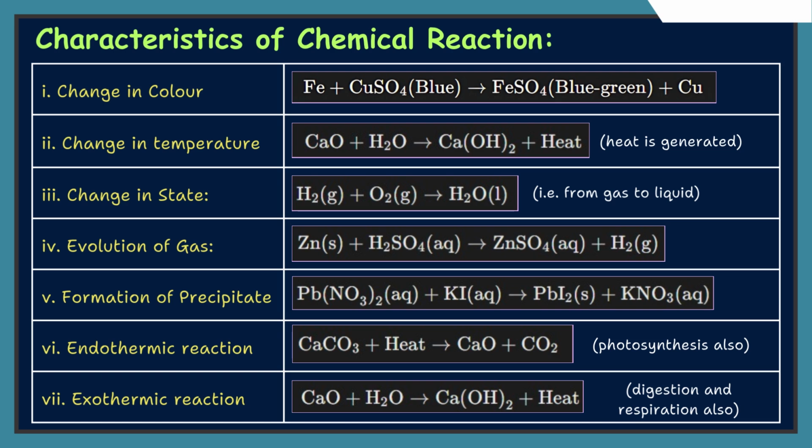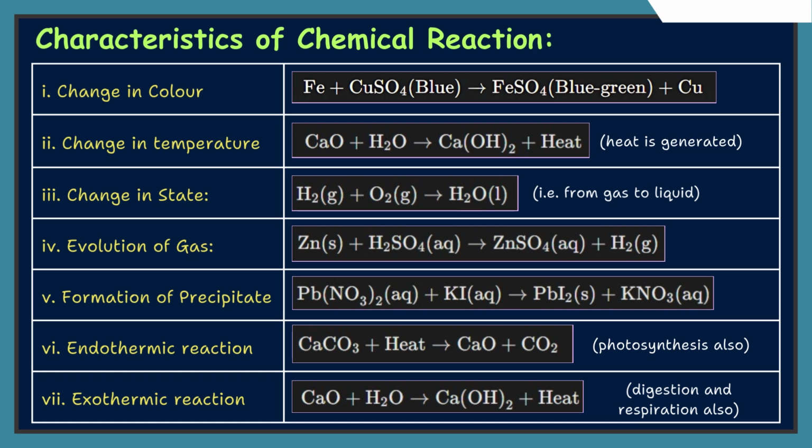Then, we have endothermic reactions where heat is taken in, like in photosynthesis. And exothermic reactions where heat is given out, like when calcium oxide mixes with water, or during digestion and respiration. There are examples for each of these given here, so make sure you read them carefully and understand what each change looks like.